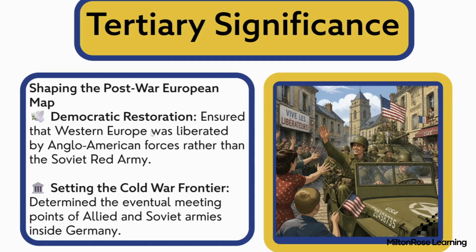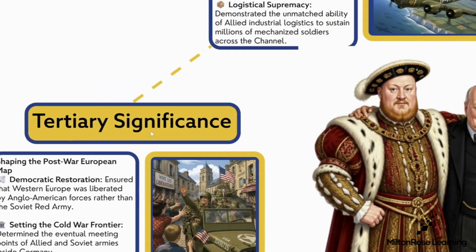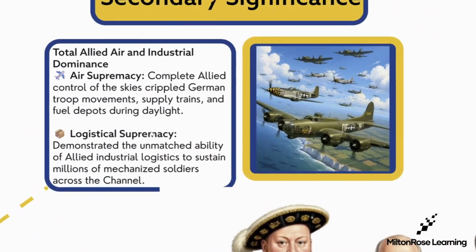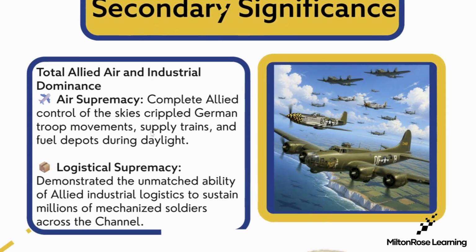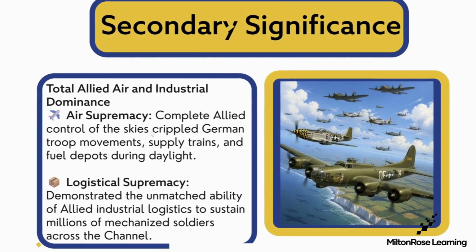It would have been a communist-inspired empire in Western Europe. And it set the Cold War frontier, so it determined that the eventual meeting points of Allied and Soviet armies inside Germany would then create this Cold War borderland, which established itself very, very soon after, pretty much from 1945 after.